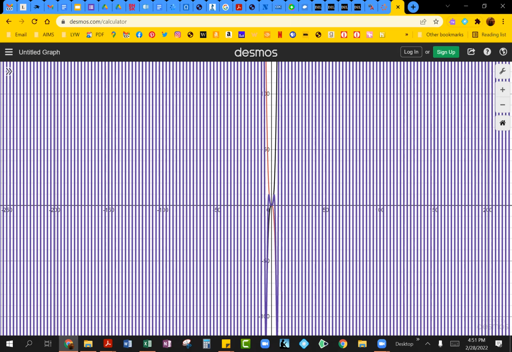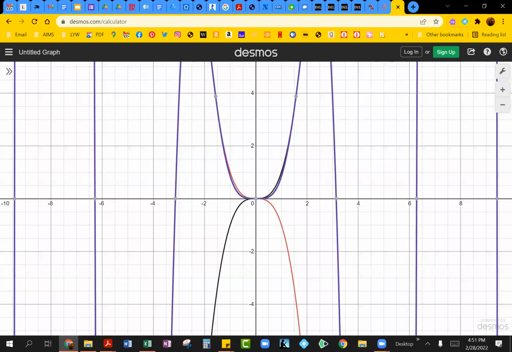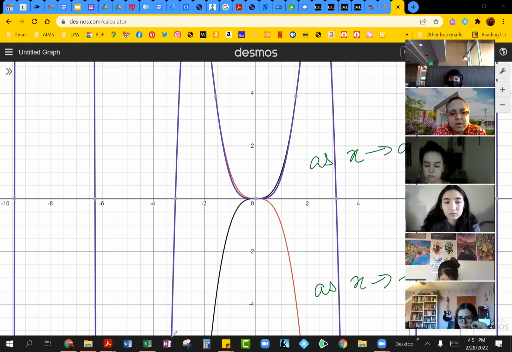So what would you say your y function is doing as x goes to positive infinity and as x goes to negative infinity? Do they both go to plus or minus infinity? They both go to plus or minus infinity. Do you guys agree with that?